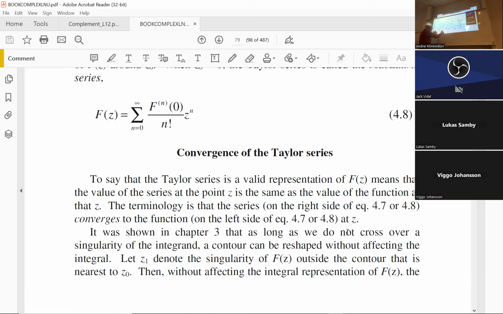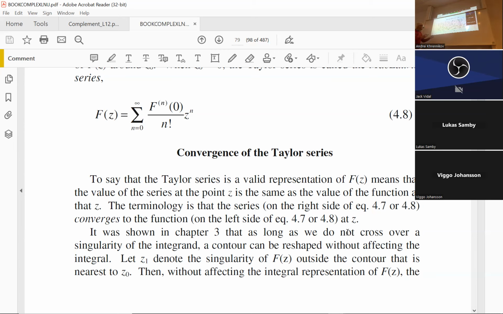For example, consider the function 1/(1 minus z), where this function has a singularity at the point z equal to 1. But where can we expand this? In the circle which does not contain this point. So in this circle, |z| strictly less than 1, this series converges. And this is more or less an illustration of the general situation.